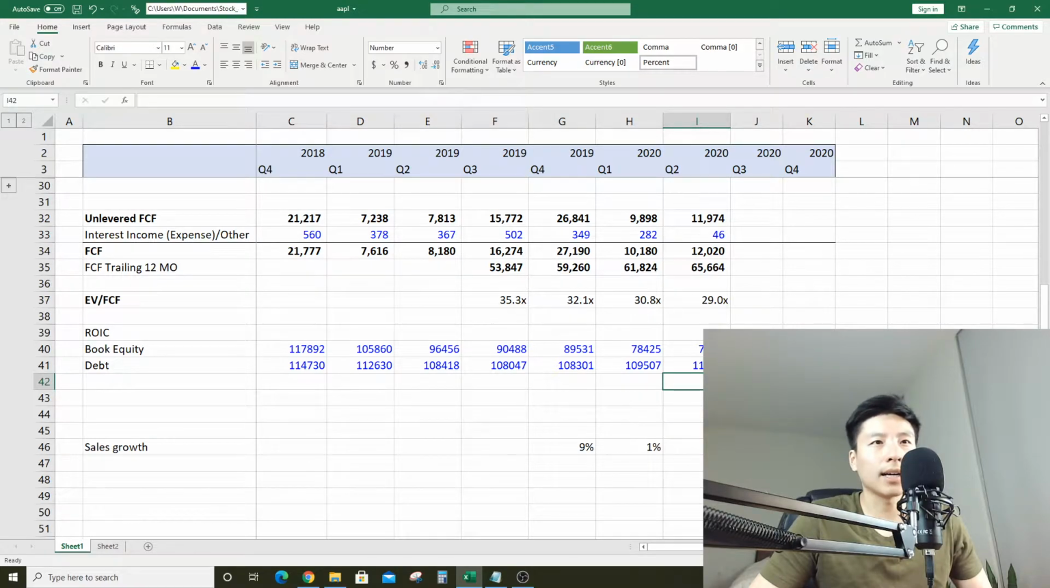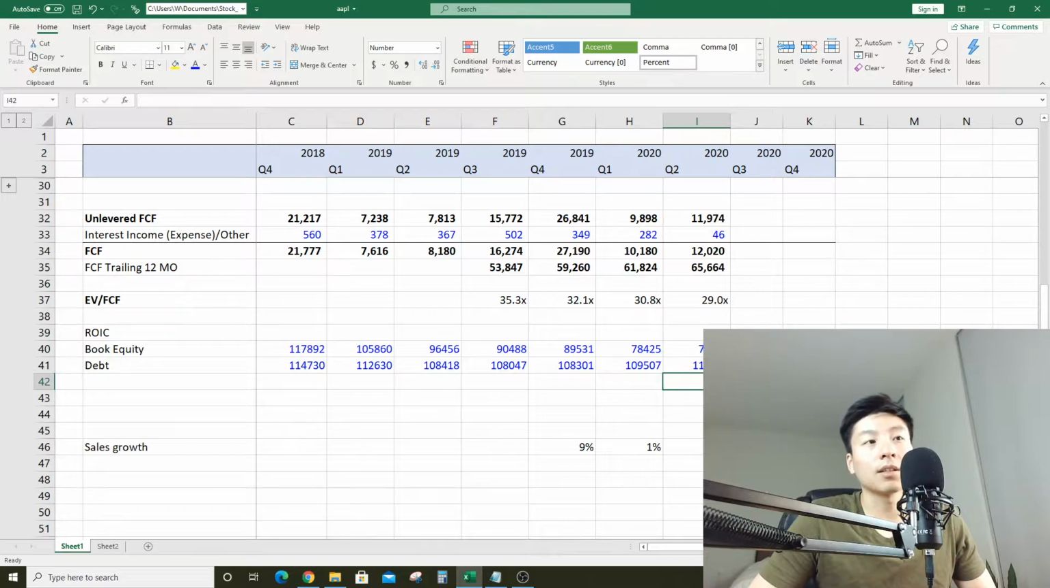So to me, I really use ROIC in conjunction with enterprise value to free cash flow. To me, it's like a litmus test of whether it's a company that passes the bar of being a good company to invest in, because if you have a company that doesn't generate value, then that's a no.